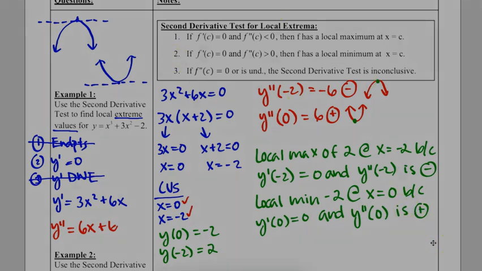So notice that we mentioned two things. We mentioned how we determined where those critical values were, which was using the first derivative. And we mentioned the second derivative, and we mentioned its sign.